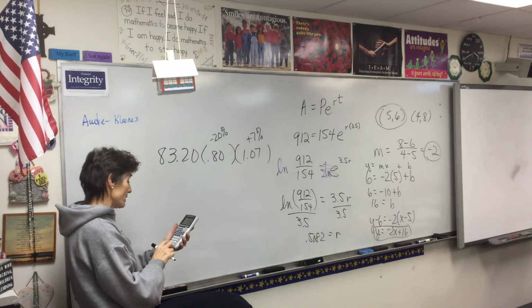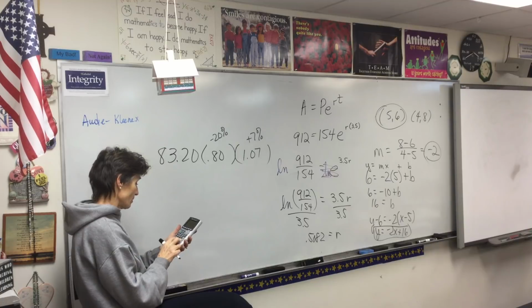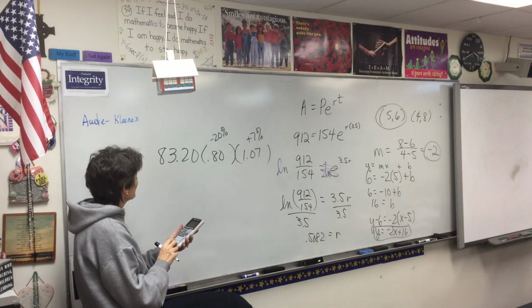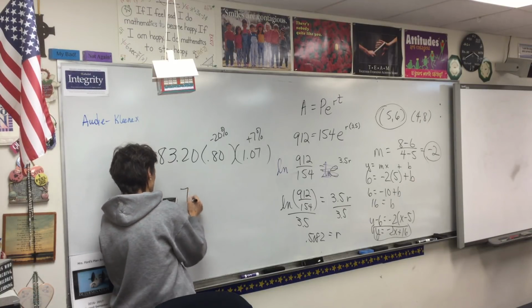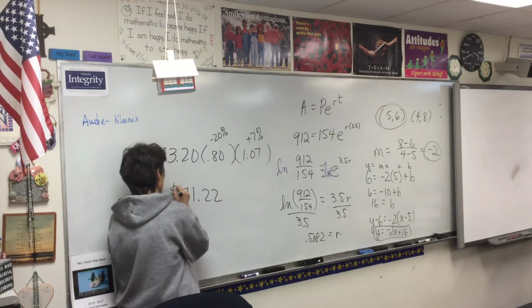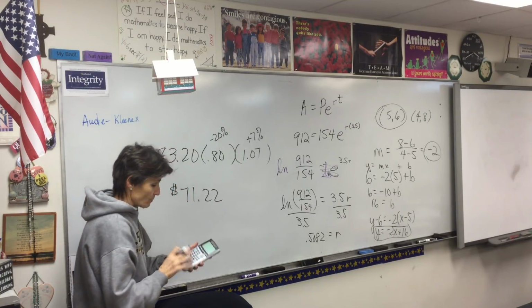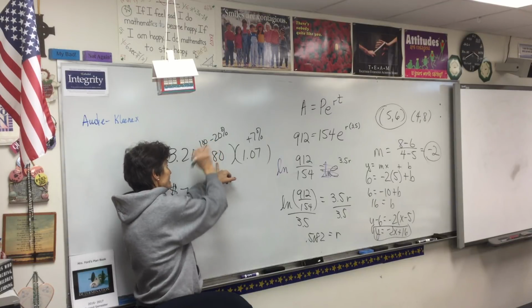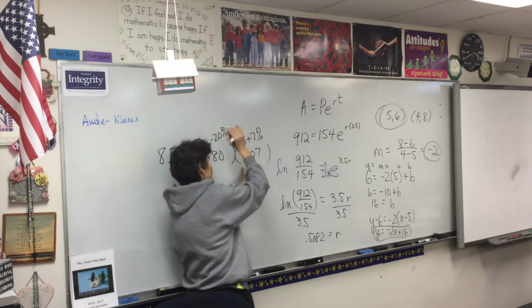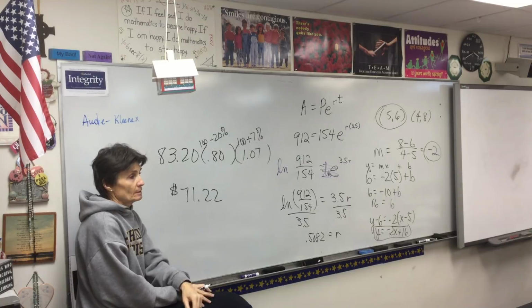So I type it into my calculator, 83.20 times 0.8 times 1.07. I'm gonna pay $71.22 for this item. Remember, this is 100 minus 20, and this is 100 plus 7.